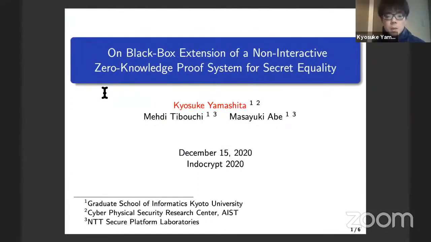I'm Kyosuke Yamashita, a PhD student at Kyoto University, Japan. I will be talking about black box impossibility of an NIZK for secret equality. This is joint work with my supervisors, Mehdi Tibouchi and Masayuki Abe.